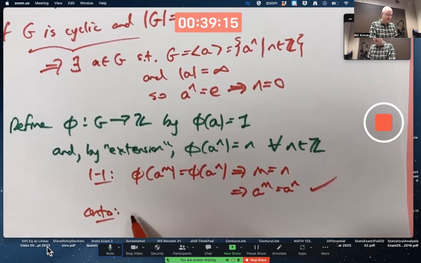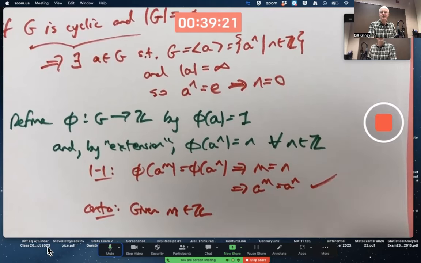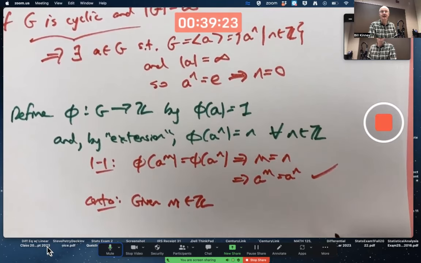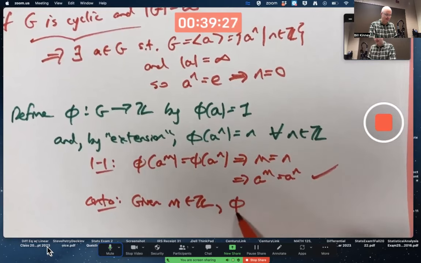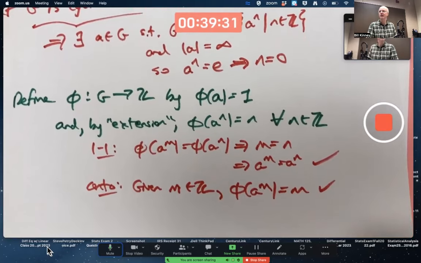Onto. Given m in Z, what gets mapped to it? I hope it's pretty clear. It's A to the m. It's onto. It's a very quick proof. I mean, I should really write some words to make it a true proof.